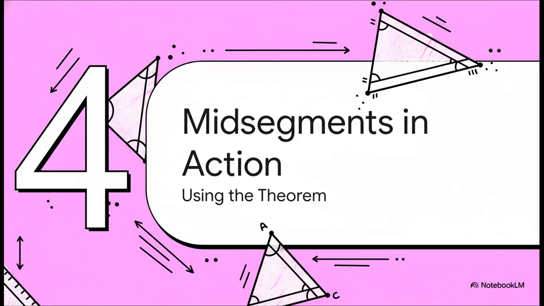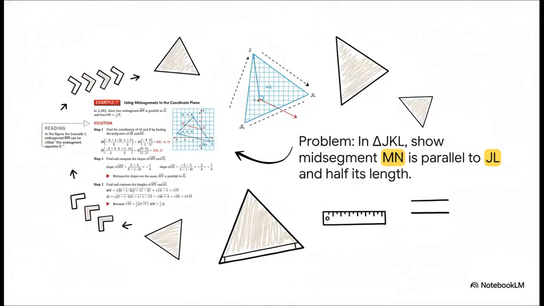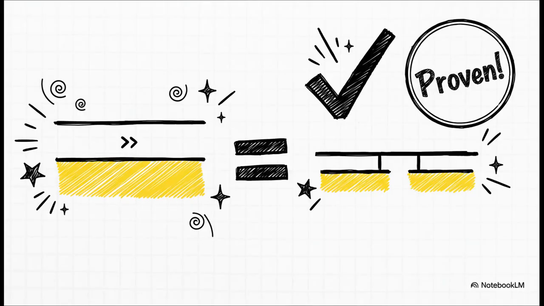So, we've defined it, we've proved it, now for the really fun part. Let's put this theorem to work and see how it helps us solve some actual problems. This first problem should look pretty familiar. It's a lot like the proof we just did. We've got this triangle, JKL, sitting on a coordinate plane. And our job is to prove that the midsegment, MN, is parallel to the side JL and that it's also half its length. And when you run the numbers, yep, they check out perfectly.